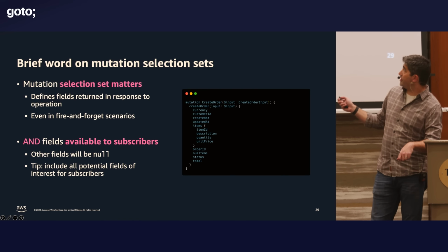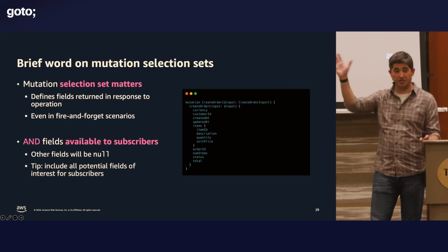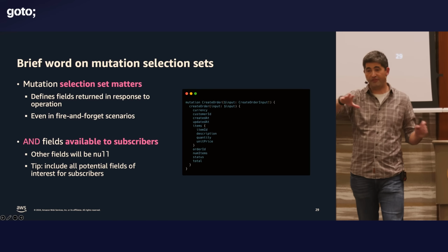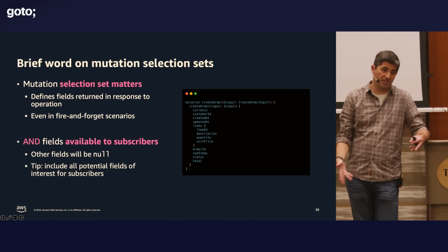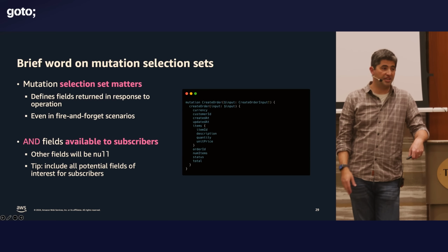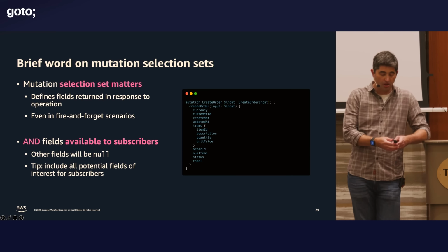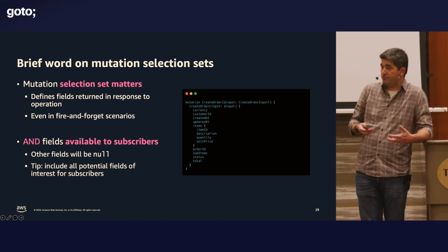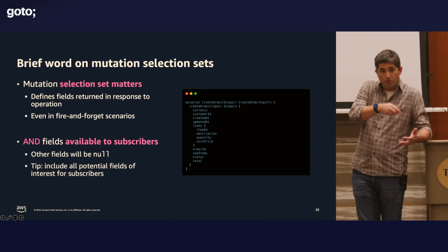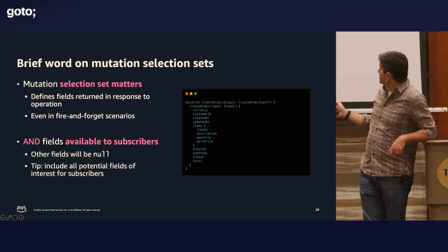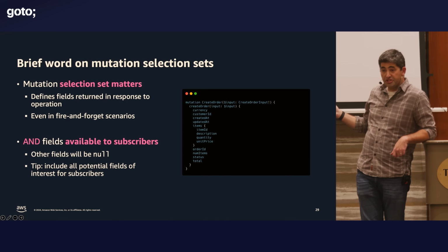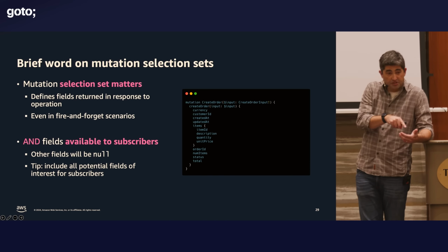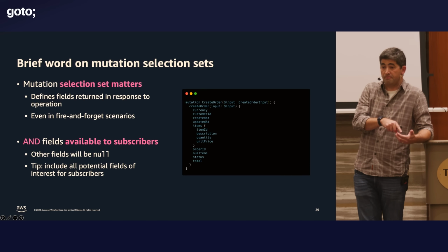So even though this is fire and forget, EventBridge is going to send that mutation to AppSync. EventBridge does not care what the response is. It cares if it's an error response, but it doesn't really care if it's successful. But if I've got a bunch of subscribers, a bunch of mobile apps looking to see where their order is, and I don't include, for example, let's say order ID or the number of items in the selection set, I won't be able to see that in the subscription. It'll just come back as null.